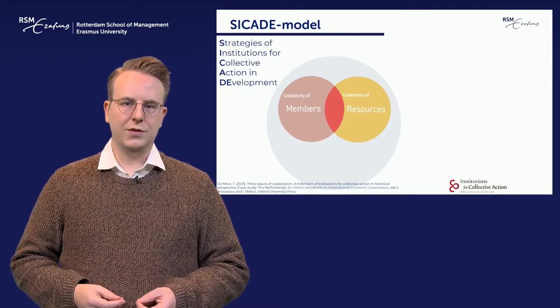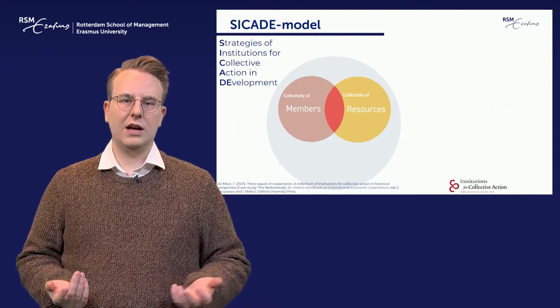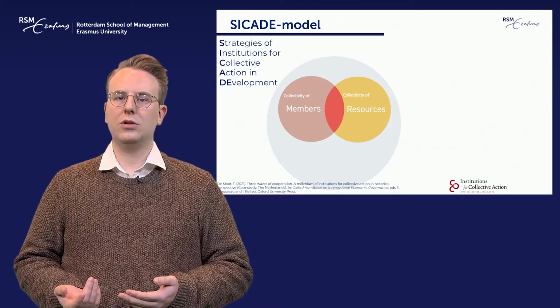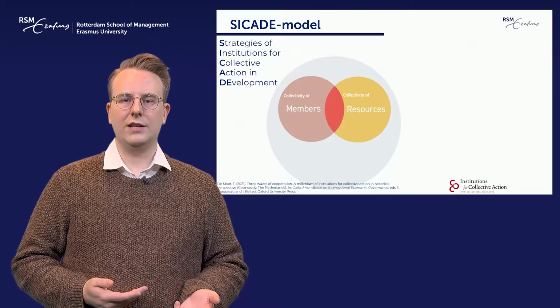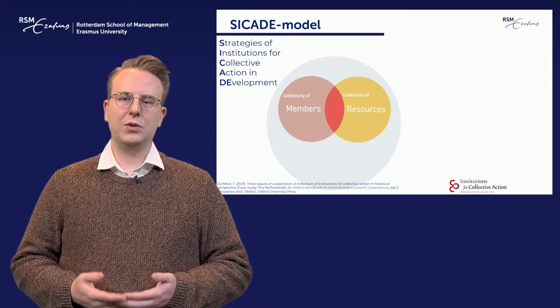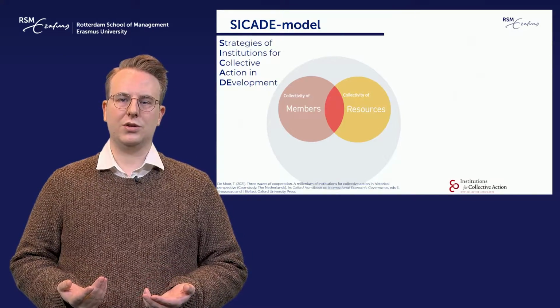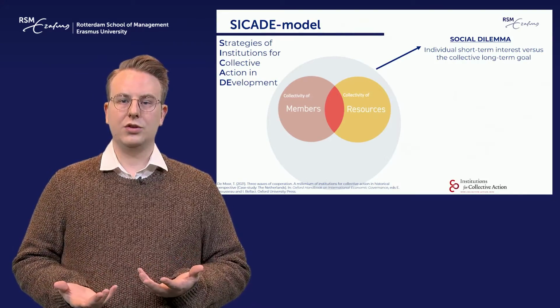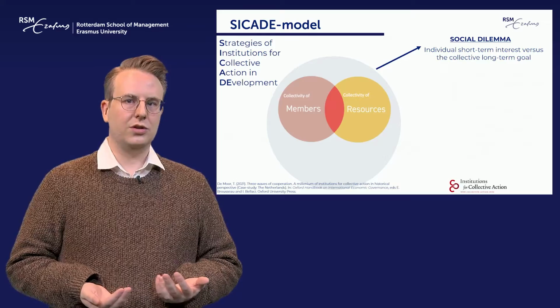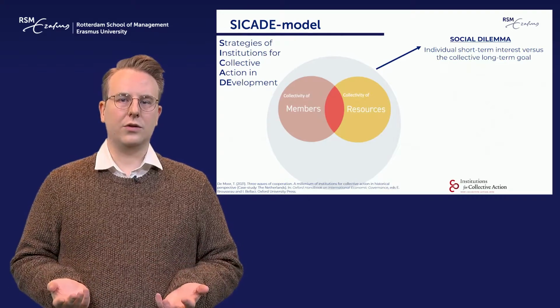We look at the members first, who participates and under what conditions. Then we look at the group's resources. What are their assets and how high are the collective budgets? When a group of people needs to decide on using collective resources, you easily get a social dilemma. That is, having to choose between your individual short-term goal and the collective long-term goal.